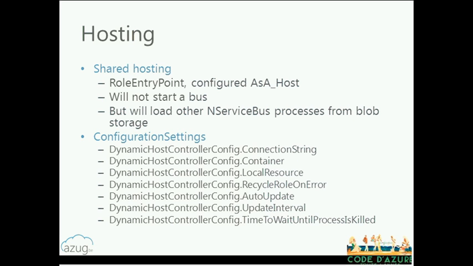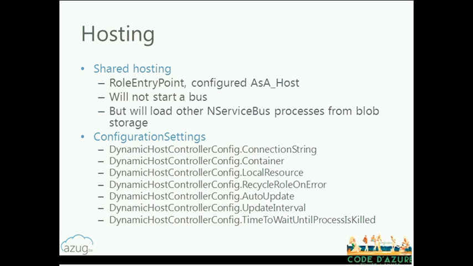The auto updates boolean allows you to specify whether or not the host should be polling blob storage for new versions of the zip files. The polling interval is by default set to, I think, 10 minutes and can be changed by the update interval property.